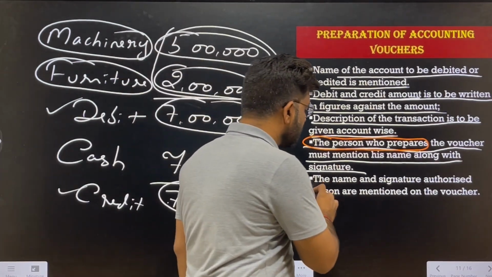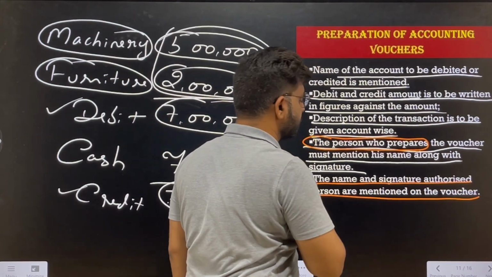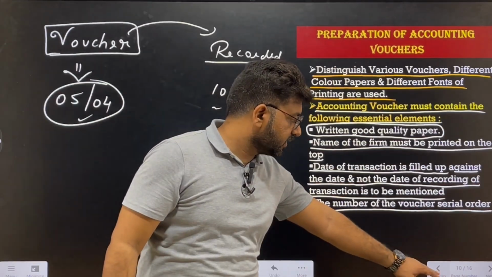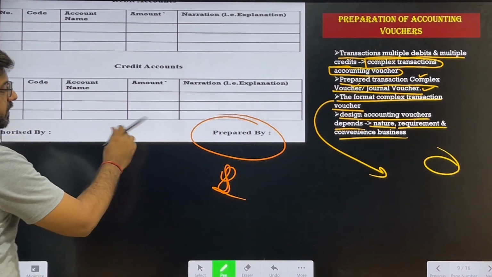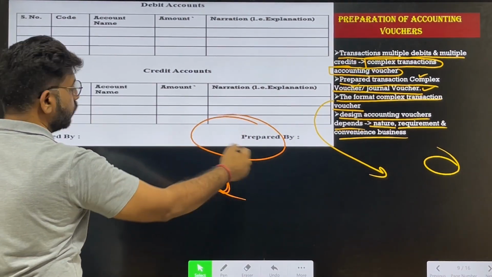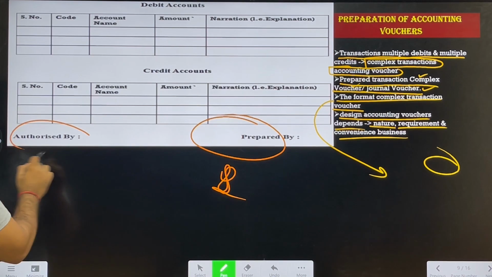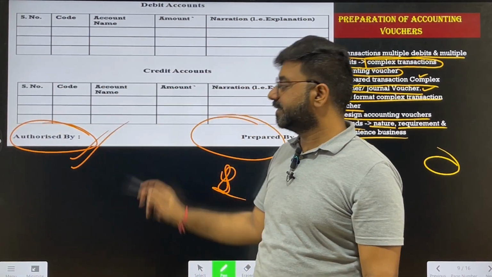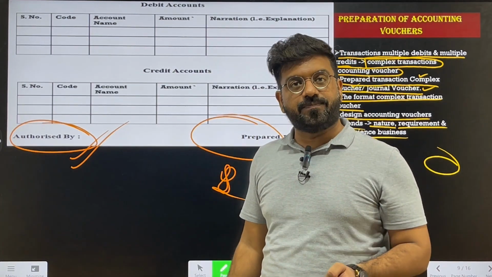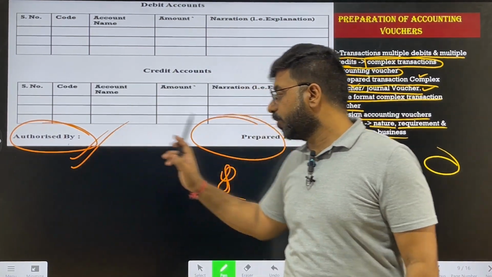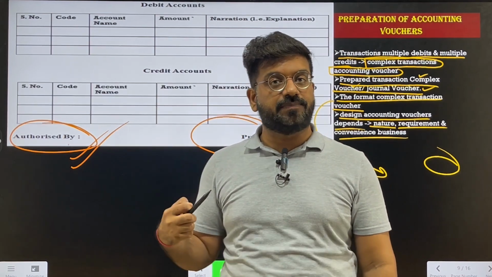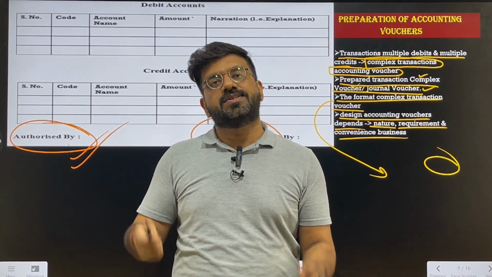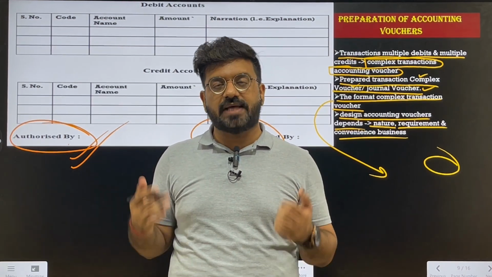Next, the name and signature of the authorized person are mentioned on the voucher. The authorized person's signatory is also there. Let me once again show you. This was the prepared by. Now here we have written the authorized by. The person who is authorizing says, yes, this voucher is correct. So again, if there is any problem, we will take hold of both persons and ask, what is the scenario? Tell us the truth. What are you hiding from us? So this is how the evidence and the vouchers are to be prepared.